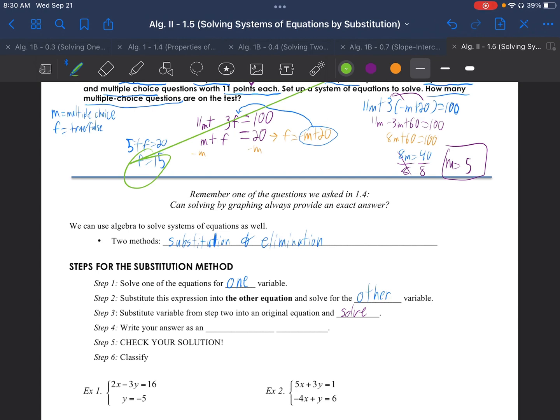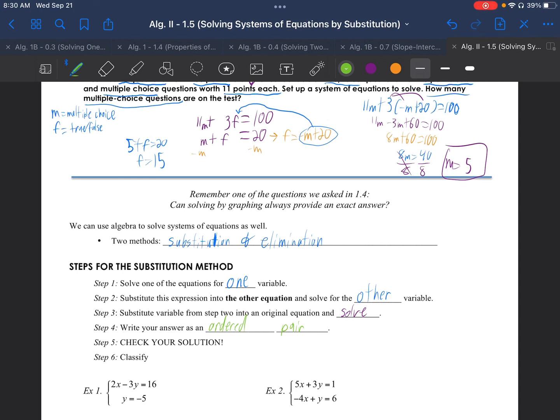Step 4 is actually one we didn't do for that problem because it asked a different type of question. Step 4 is write your answer as an ordered pair, which is typically what we'll do. We don't always have to do that for word problems because they're going to be asking more specific questions, such as how many of this type of question are on a test. So then step 5, check your solution, which I'm never going to 100% require you to do, but it's always an option available to you. And what that is, it just allows you to know whether or not you got it right.